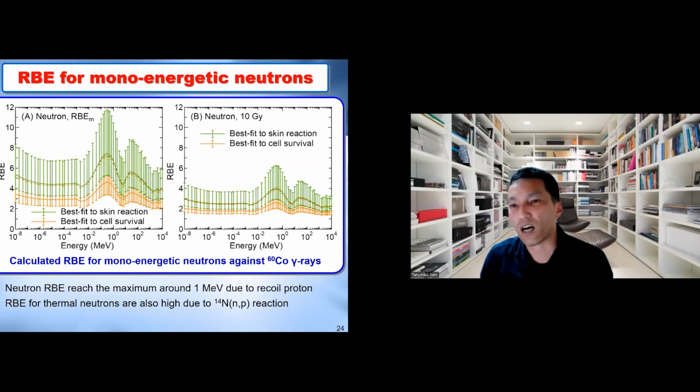This graph shows the calculated RBE maximum and RBE at 10 gray for monoenergetic neutrons against cobalt-60 gamma rays. As expected, neutron RBE reaches a maximum around 1 MeV due to recoil protons, featuring approximately 8 for RBE maximum and approximately 4 for RBE at 10 gray. And RBE for thermal neutron irradiations is also high due to the neutron capture reaction of nitrogen, which is specific to skin reaction. In most cases, RBE for thermal neutrons is not so high because the gamma ray dose from hydrogen capture is dominant, particularly inside the human body.